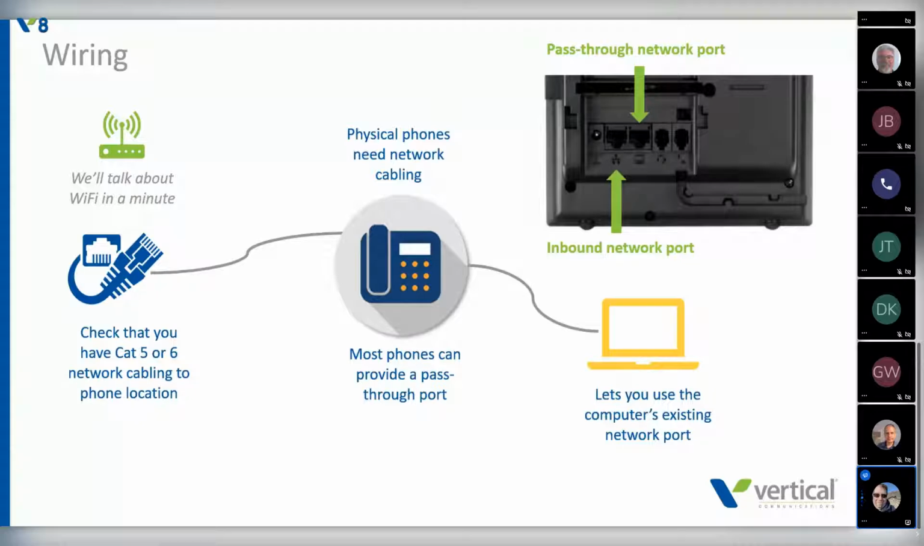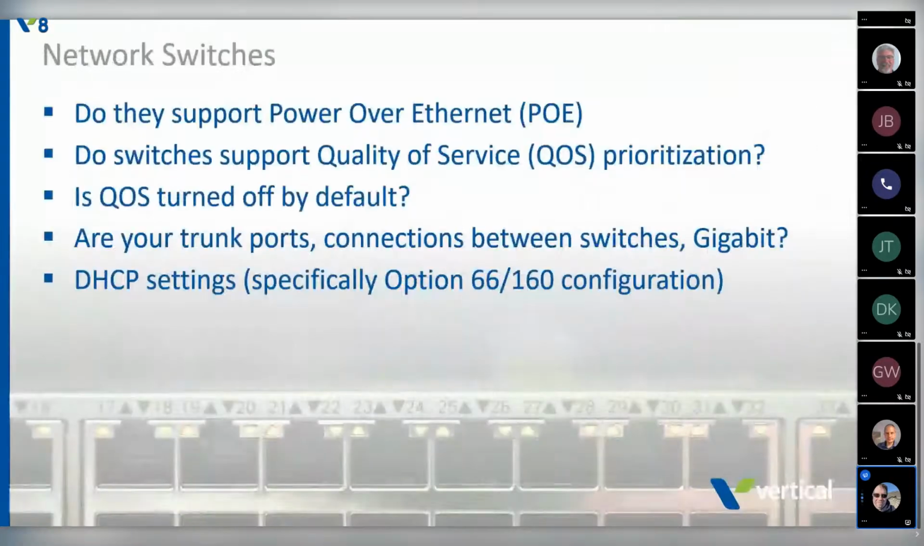Now, ideally, you could have two. There's some real advantages to doing it that way. Our network experts could talk to you about that, but really, at minimum, you've got to have the one connection in every location. So these then hook into your network switches as we move up the chain. And the first question is, do they support power over Ethernet?